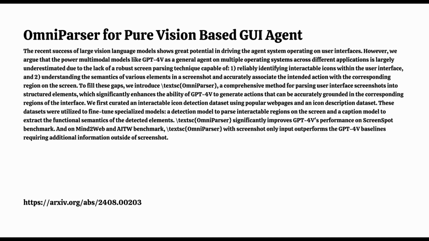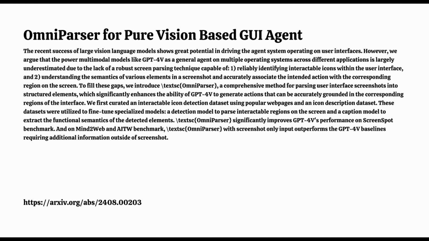Precisely. OmniParser has two key components. First, there's the interactable region detection model. Okay, what does that do? Well, it identifies all the elements on the screen that a user can interact with. Things like buttons, icons, text fields, and so on. Got it. So it's figuring out what's actually clickable or usable.